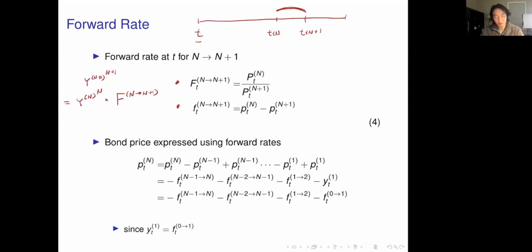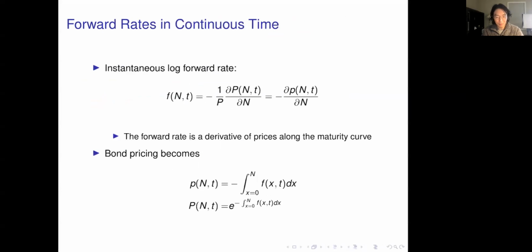And then forward rates are very convenient when you calculate the prices, because the price of the bond today is basically the accumulation of all the forward rates. Okay. There's a typo, there should be... Okay. So that is the forward rate.